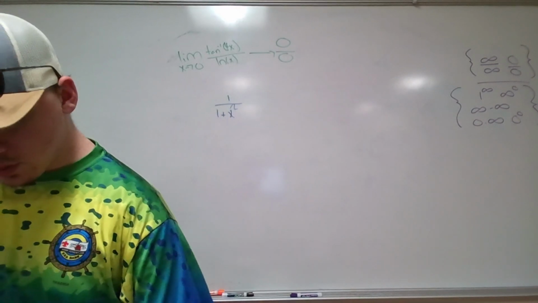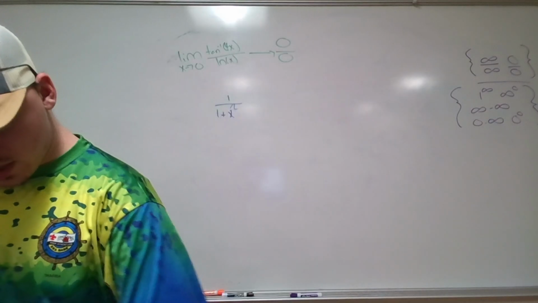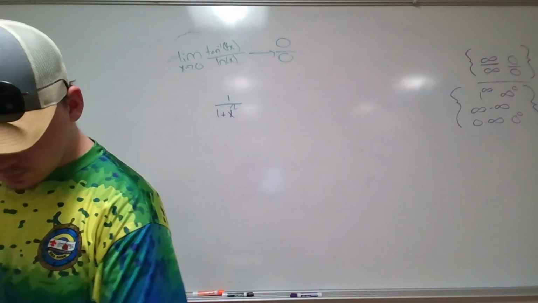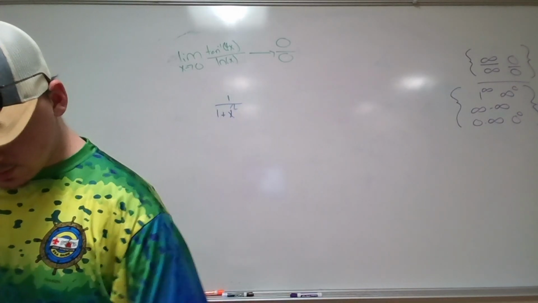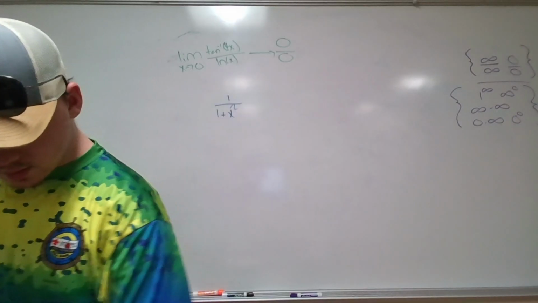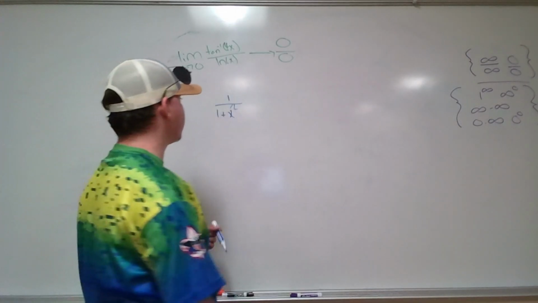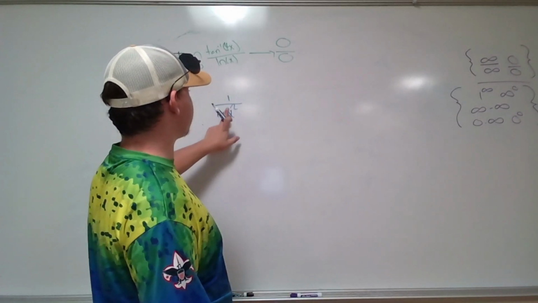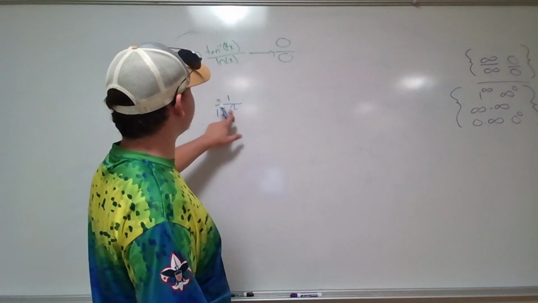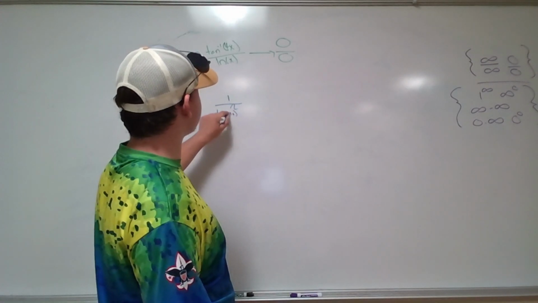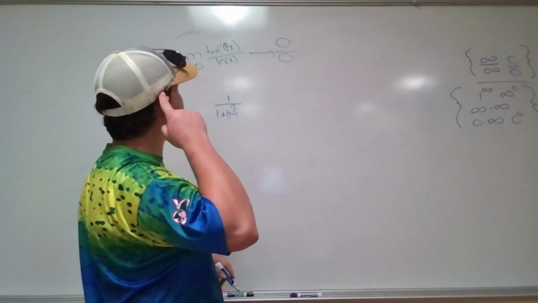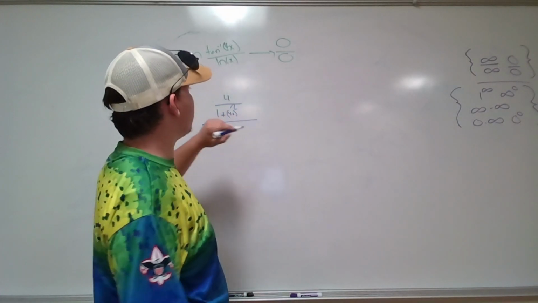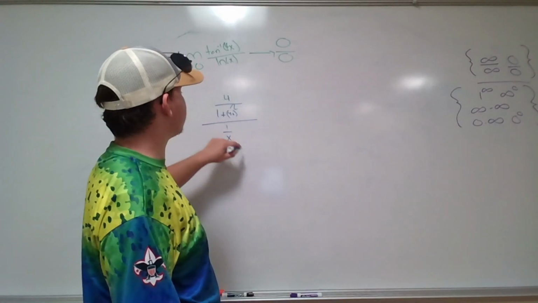Okay, so back to what we were talking about. Alright, so we ended up with this. This is 1 over 1 plus 4x squared, times 4, because we're going to take the derivative together, so it's 4 over 1 plus 4x squared. And then that's going to be all over 1 over x.